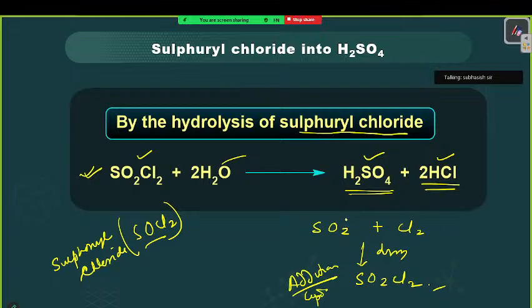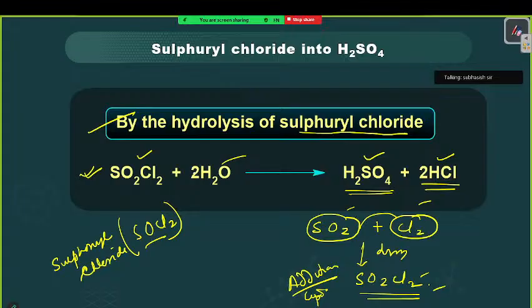Here you see that sulfur dioxide is a gas, chlorine is also a gas. They react with each other with the formation of SO2Cl2. This is a new compound. So two different gases combine with each other with the formation of a new compound. This is also a gas, it maintains its vapor condition. So this is the method.